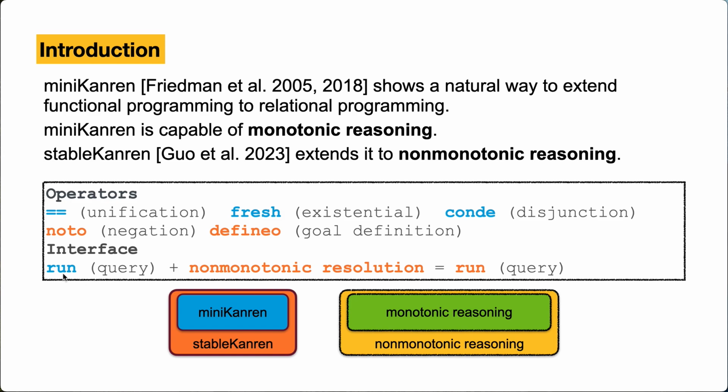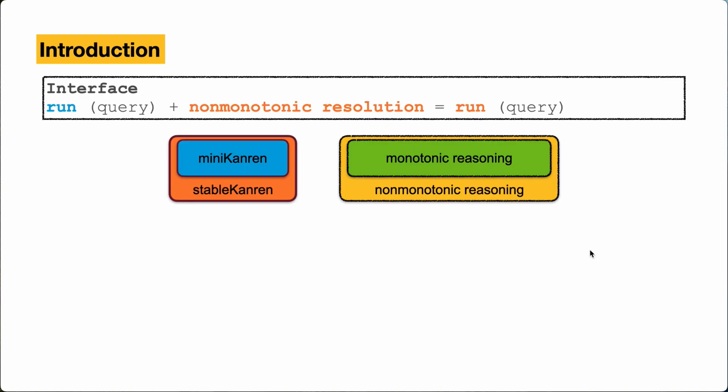Notice here we use the blue to indicate the interface or the operators coming from miniKanren, and the orange to indicate the operators and interface coming from stableKanren. The specialty about stableKanren is this non-monotonic resolution approach. So let's take a detailed look into it.